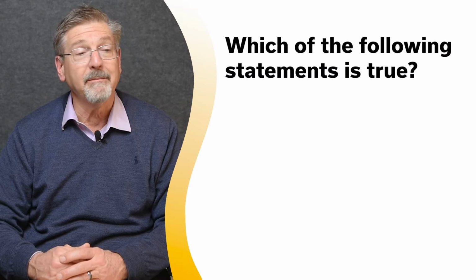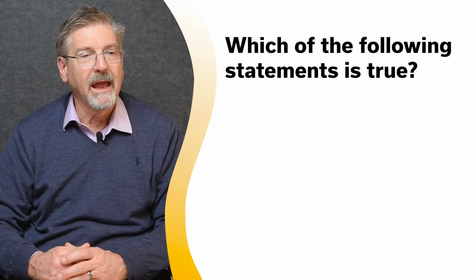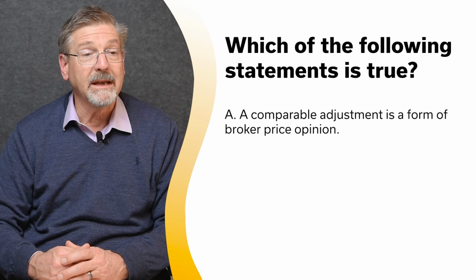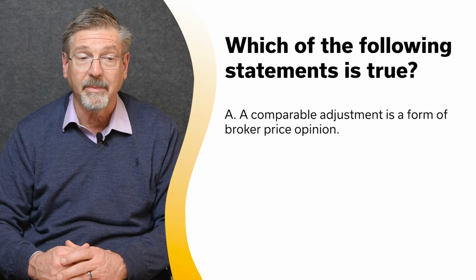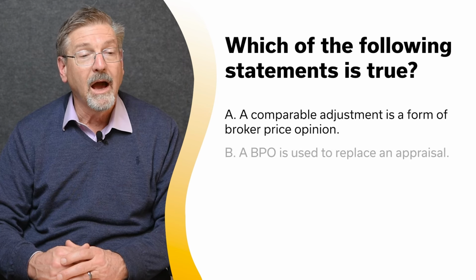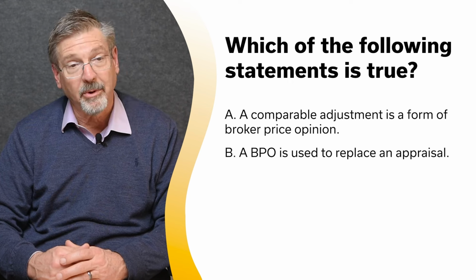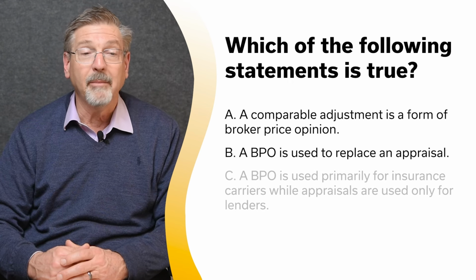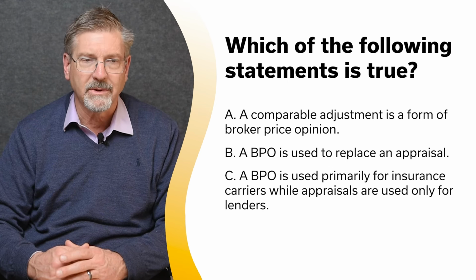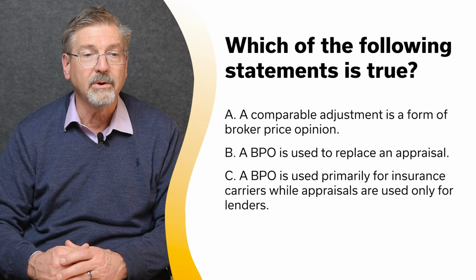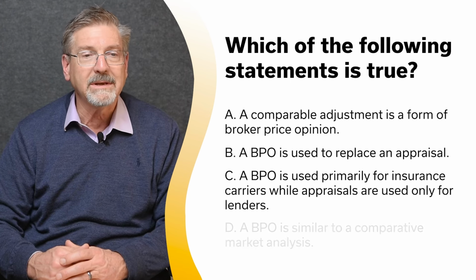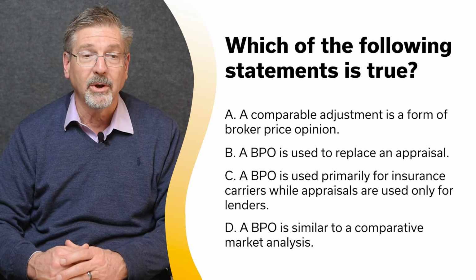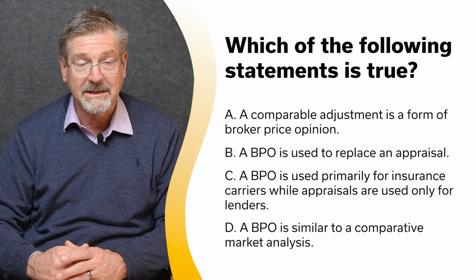Which of the following statements is true? A. A comparable adjustment is a form of broker price opinion. B. A BPO is used to replace an appraisal. C. A BPO is used primarily for insurance carriers while appraisals are used only for lenders. Or D. A BPO is similar to a comparative market analysis.